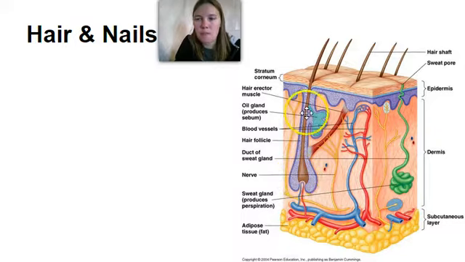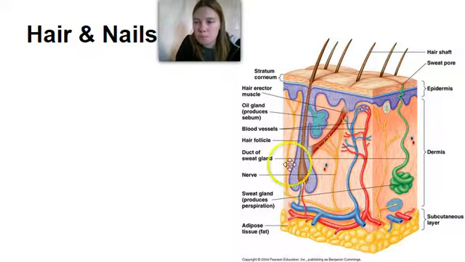The hair itself is basically a flexible strand of dead cells that are created within the hair follicle. Remember that there's an oil gland that's usually associated with that hair follicle. That's where the oil comes out, and if you don't wash your hair for a while, you can have that oil build up on your hair, because that oil gland is feeding right into that hair follicle and then onto the hair.